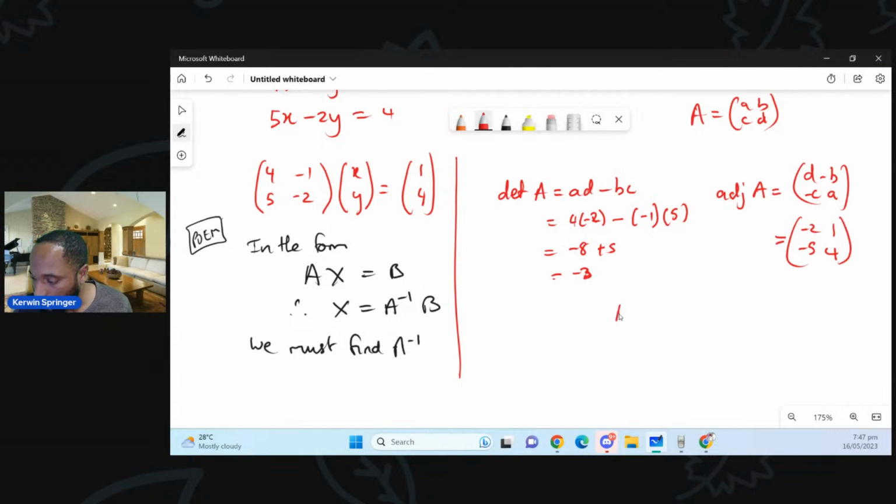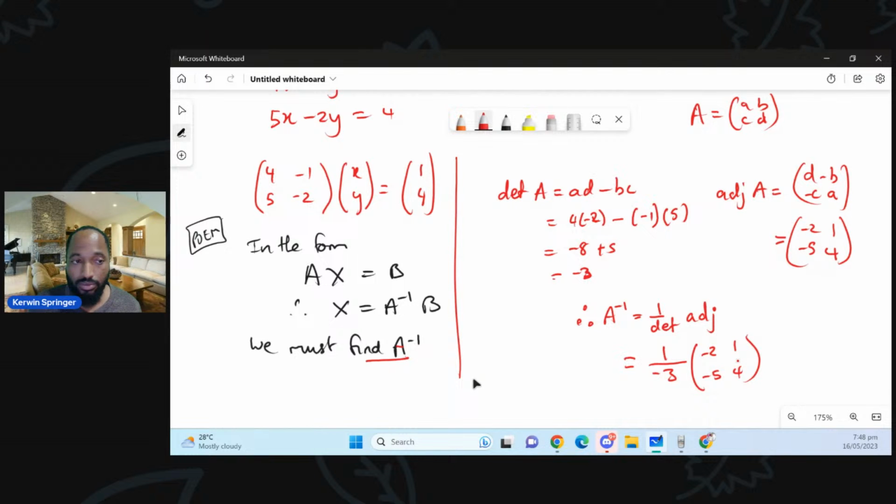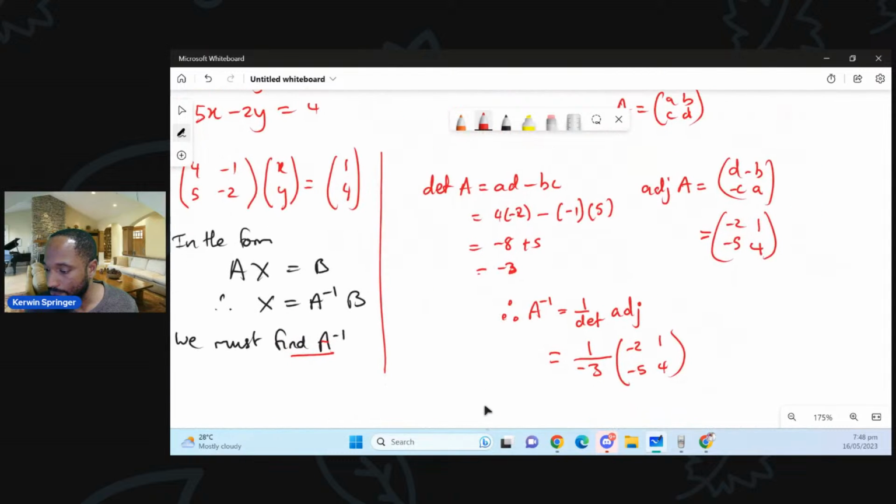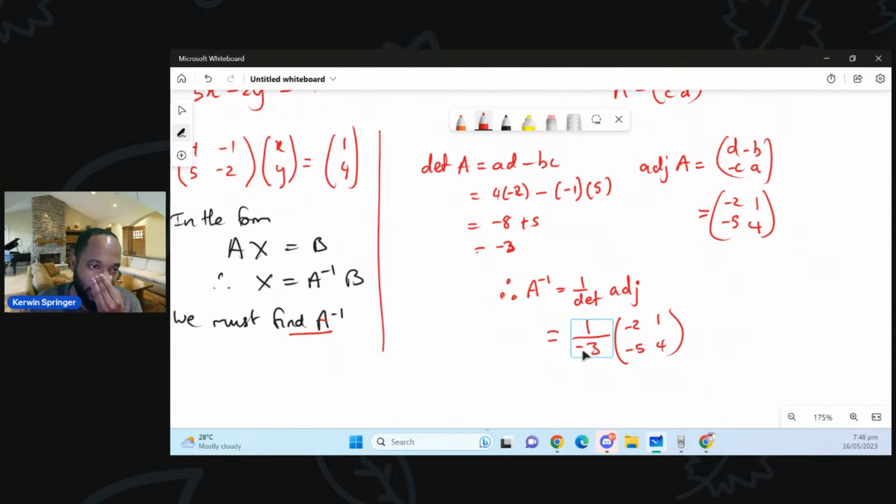And therefore, A inverse, remember we must find A inverse, which we're doing. A inverse is 1 over the determinant times the adjoint. That's the formula that we use, so during the exam, use this formula. So now we have 1 over negative 3 times negative 2, negative 5, 1, 4. We're good to go there. Now, usually, if they ask you to find A inverse by itself and not to solve anything, you just put the negative 3 in the denominator under everybody and you're good to go.